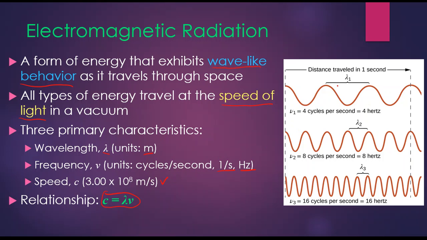Now, looking at this diagram over here where it's showing you the different wavelengths, wavelength 1, wavelength 2, and wavelength 3, as you can see as you go down the diagram, the wavelengths are getting shorter. But what's happening to the frequency? As the wavelengths are getting shorter, the oscillations per second, of course, cycles per second, is increasing. So shorter wavelength means higher frequency.